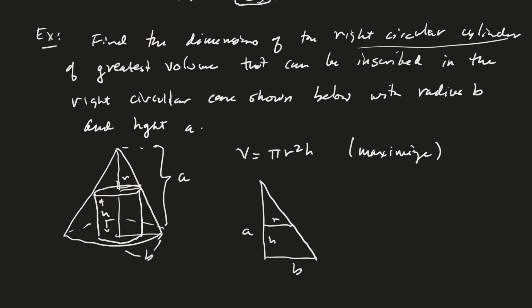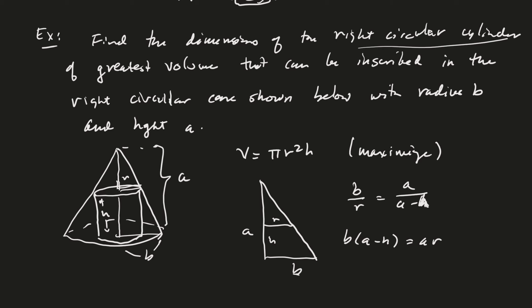Well, there's different ways we could write it, but a similar triangle says b is to r as a is to what? A is to a minus h. Good. So b times a minus h is equal to a times r. Which direction should we go? We'll write h in terms of r, maybe.